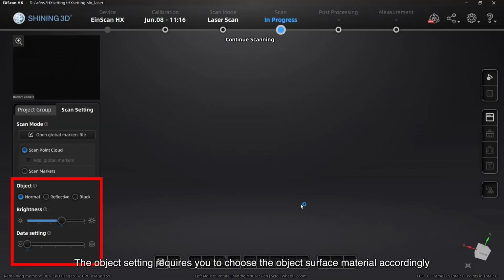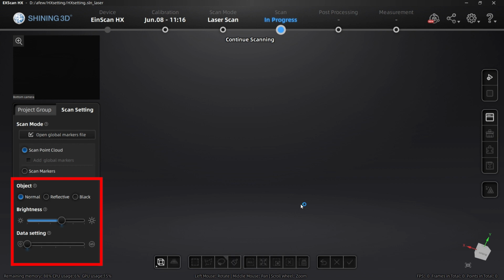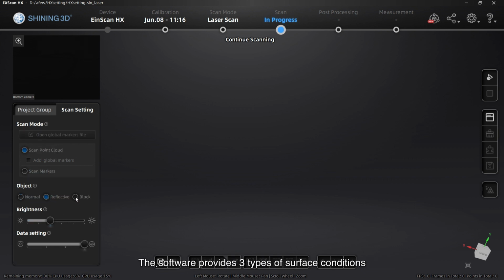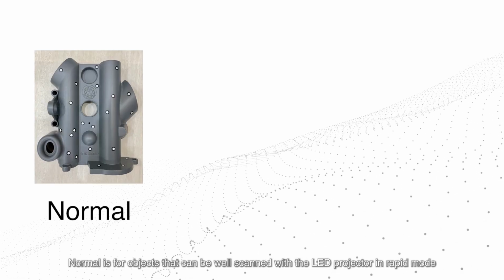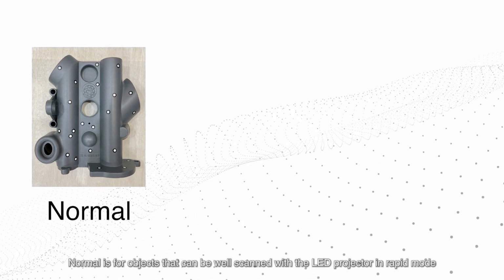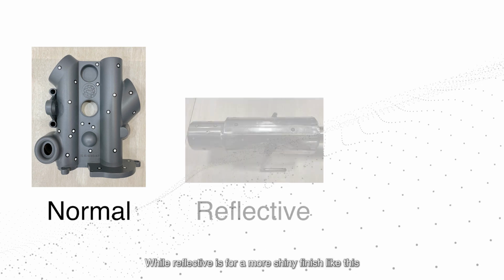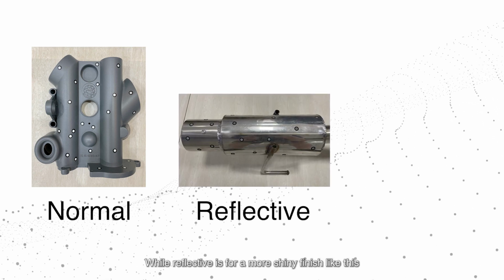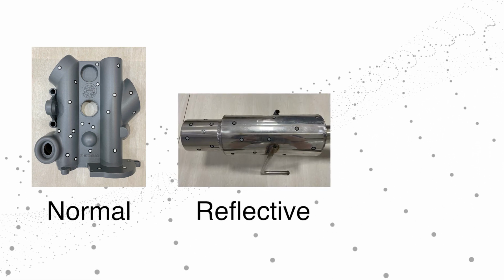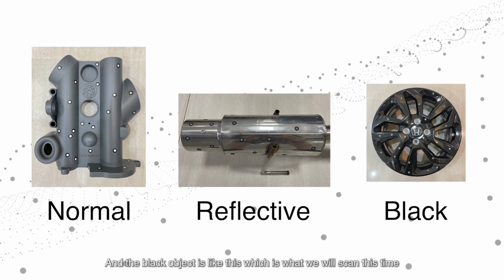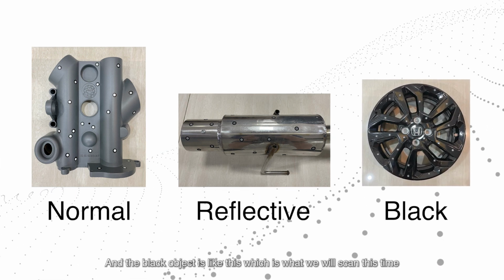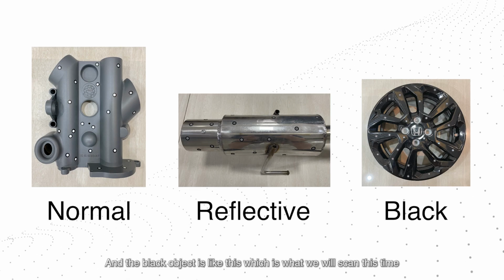The object setting requires you to choose the object surface material accordingly. The software provides three types of surface conditions: reflective, normal, and black. Normal is for objects that can be well scanned with the LED projector and rapid mode, while reflective is for a more shiny finish like this. And the black object is like this, which is what we will scan this time.